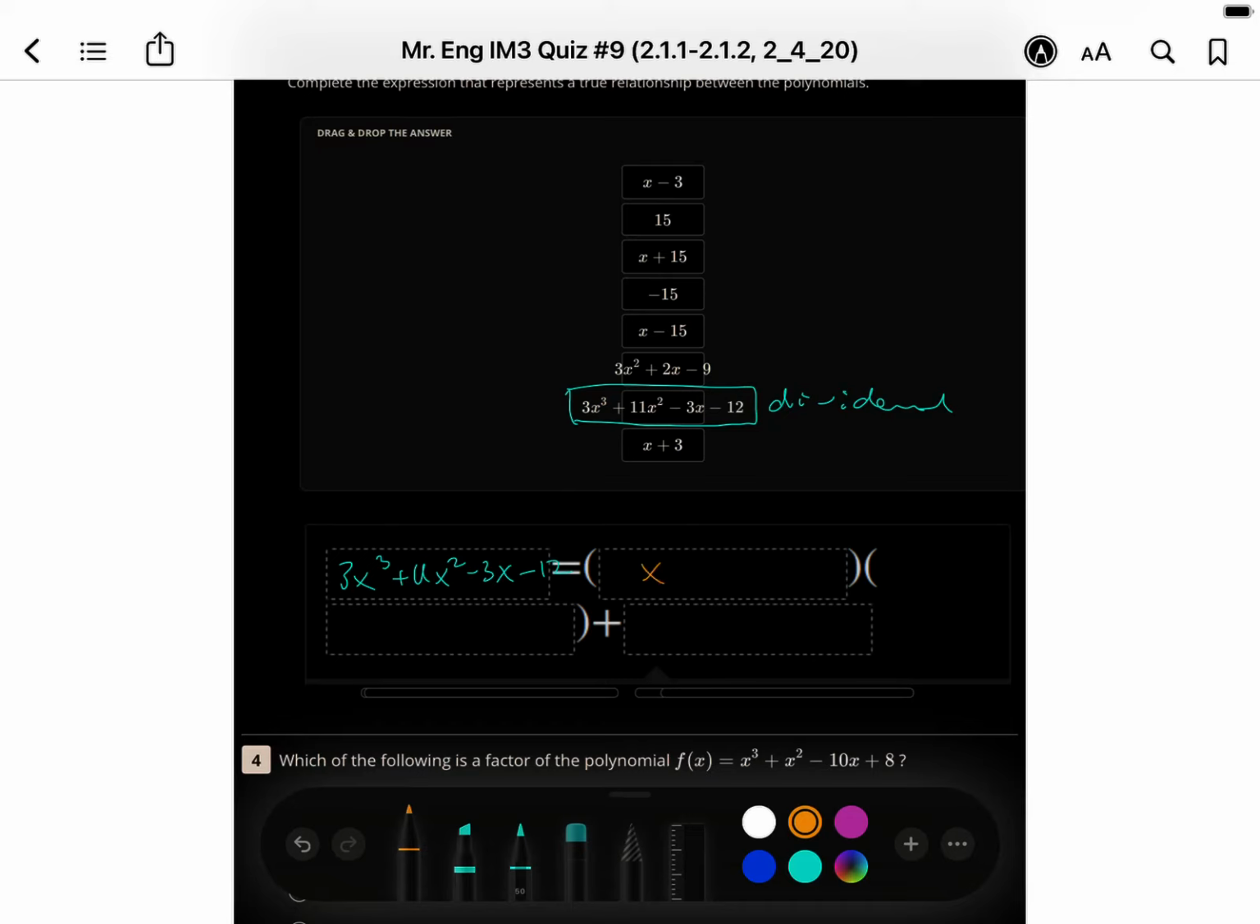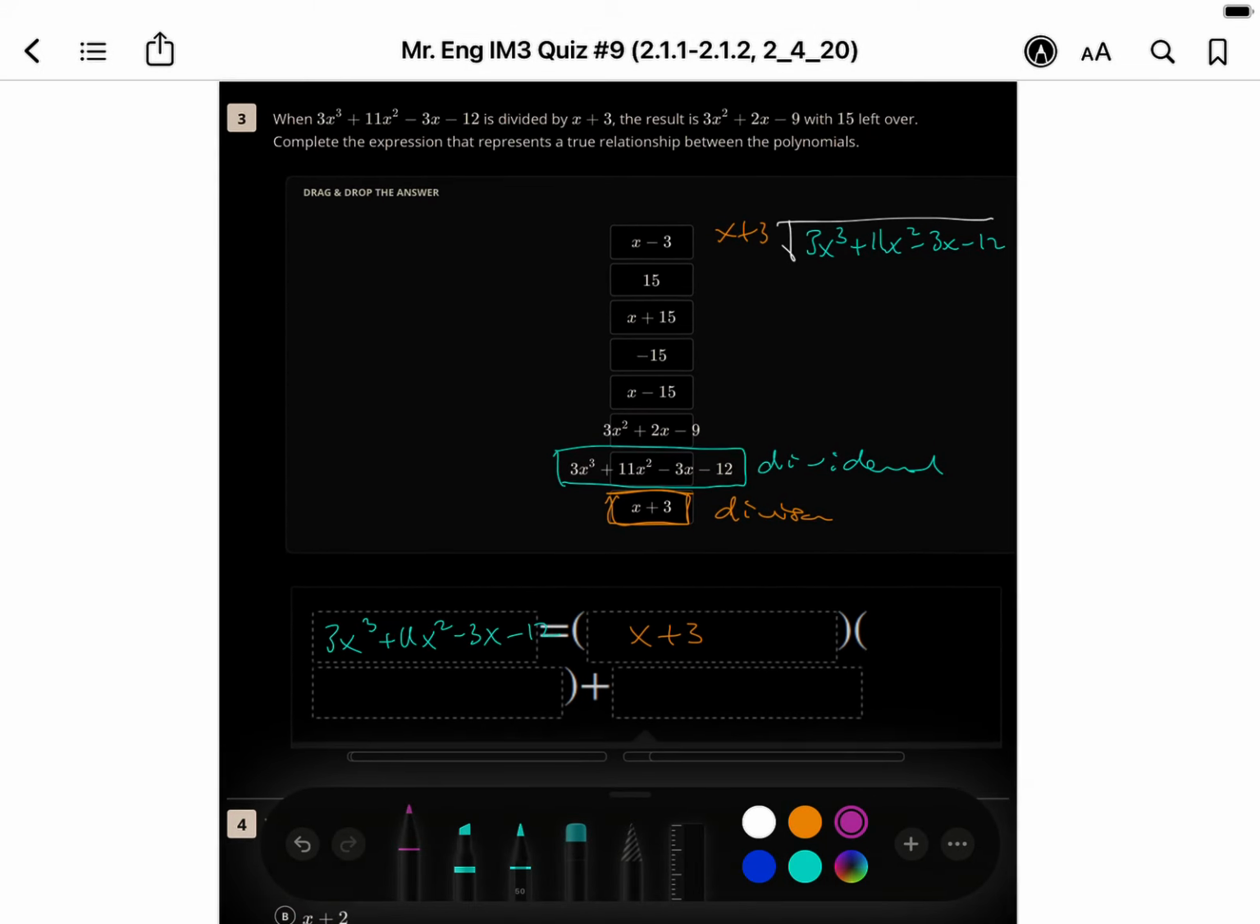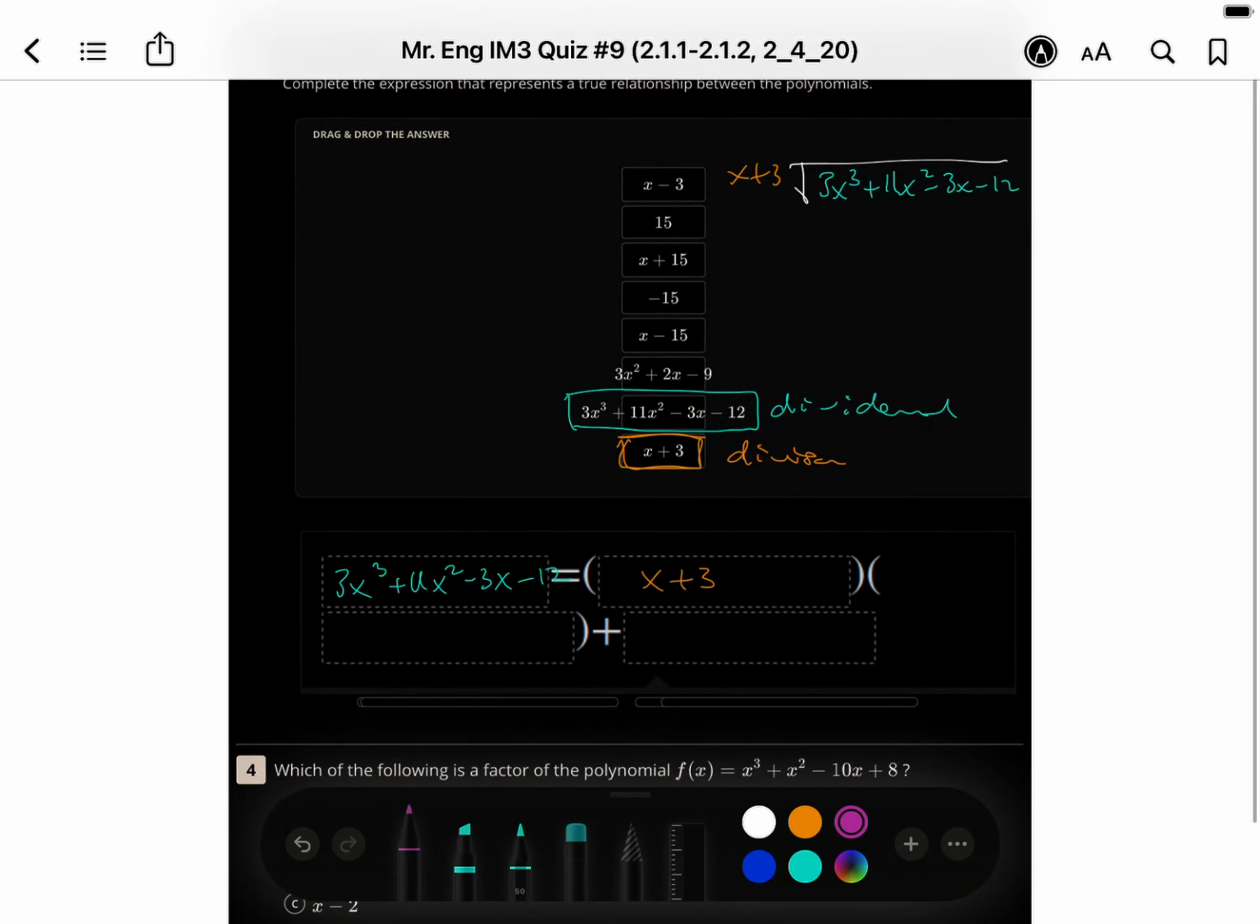So I'm going to have x plus 3 here. This would be the divisor. So if I was setting this up, let's just say you really wanted to do the problem, the dividend goes inside. And then it says the result is the quotient. So 3x squared plus 2x minus 9, this is my quotient. This is what would go up here.